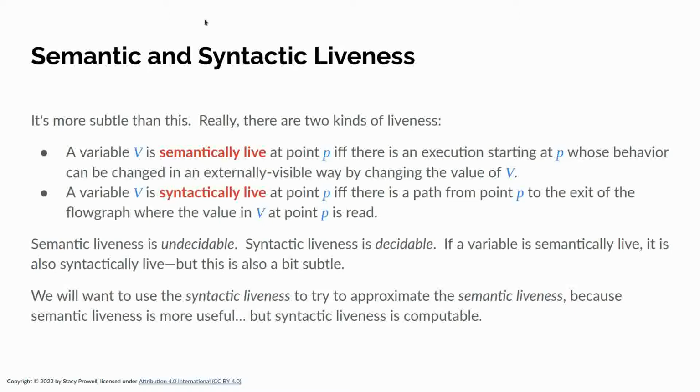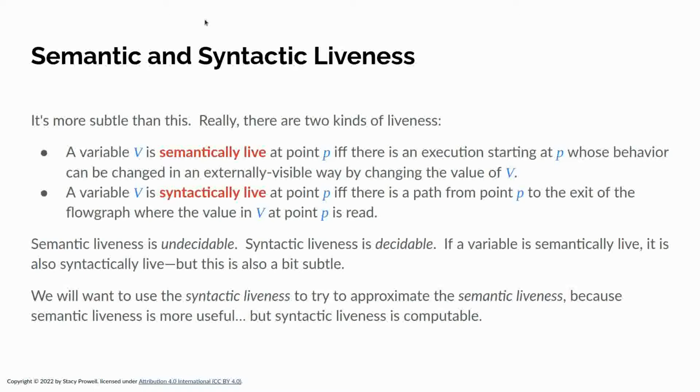A variable is syntactically live at some point in the program's execution if there's a path from that point to the exit of the flow graph where the value of the variable is read or used in some other way. Think about that. I can get that just by looking at the code. I look at the code and I see, oh, here's a variable, and oh, look, it's read here, or it's added to another variable here. So its value gets used. Oh, I'm done. That's syntactically live because it got used.